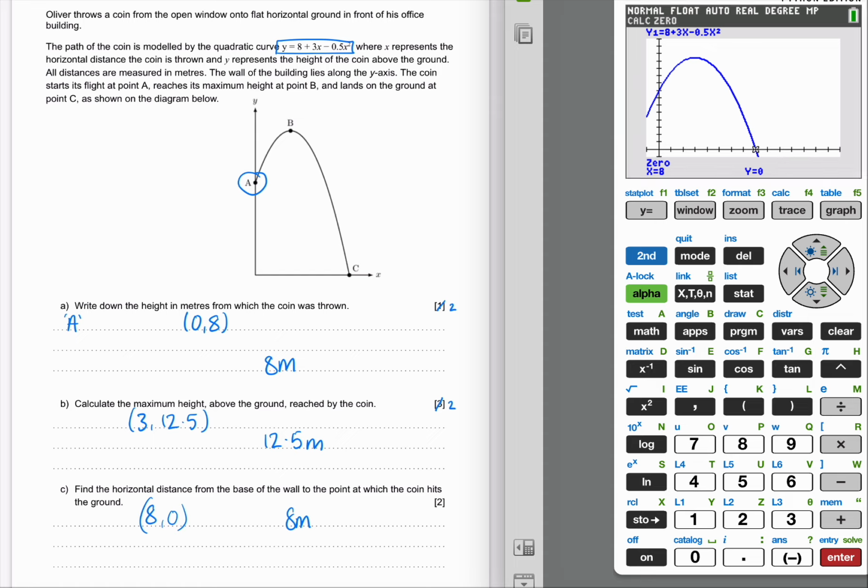So with this question, it's really crucial to make sure that you've got the units as well as the answers. There's 2 marks for each question, 1 for the answer and 1 for the units. However, you will only get the units mark if the question is correct. If the answer is correct, you won't just get a mark for writing meters each time.